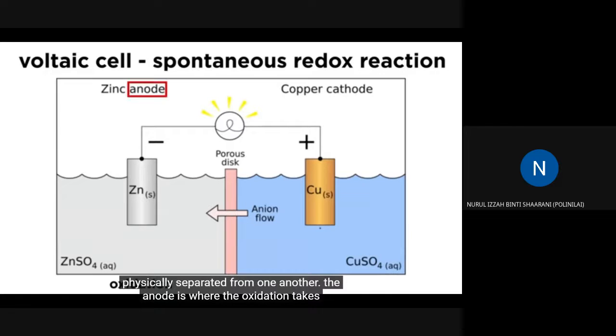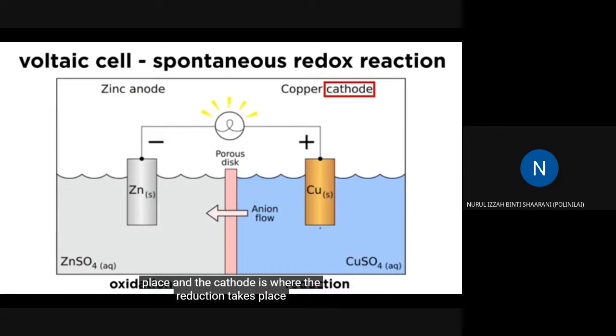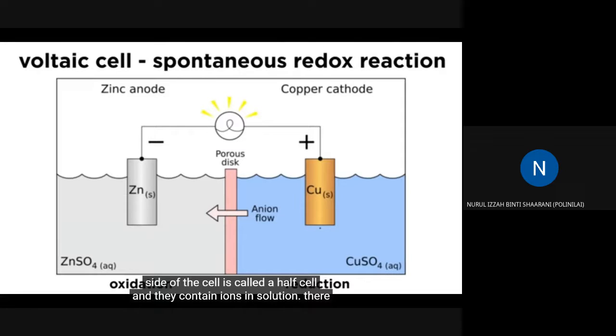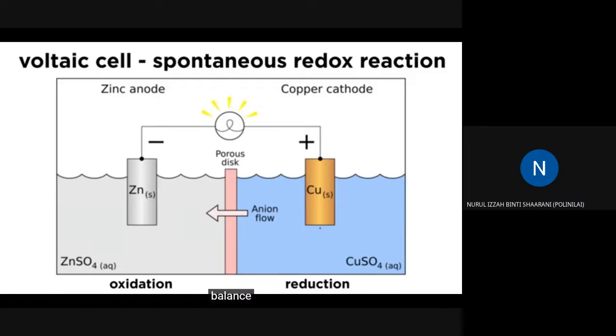The anode is where the oxidation takes place, and the cathode is where the reduction takes place. Electrons captured in the oxidation then flow from the anode to the cathode, which generates a current of electrical energy, which can be harvested to do work. Each side of the cell is called a half cell, and they contain ions in solution. There is also something called a salt bridge, from which ions flow to maintain charge balance.